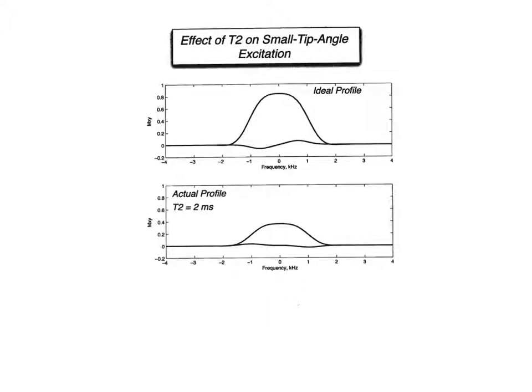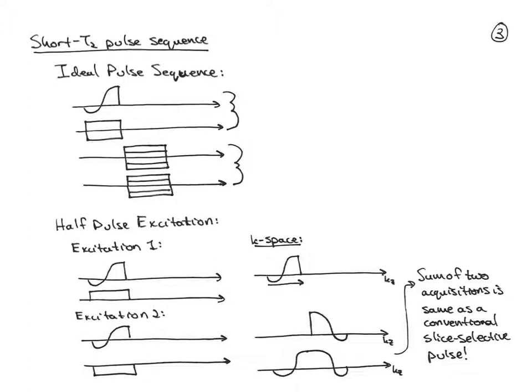There will also be some blurring if the RF pulse is longer. Okay, so let's talk about a half pulse short T2 imaging pulse sequence. So what we do here is we play out half an RF pulse, and we acquire signal twice. So we acquire it once with a positive gradient, and the second time with a negative Z gradient.